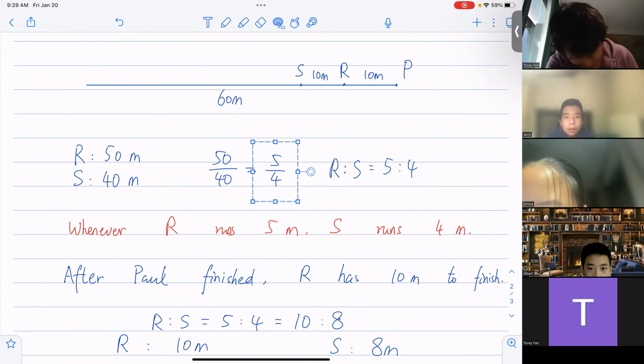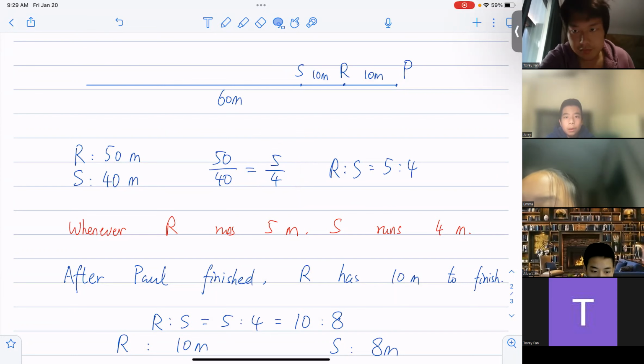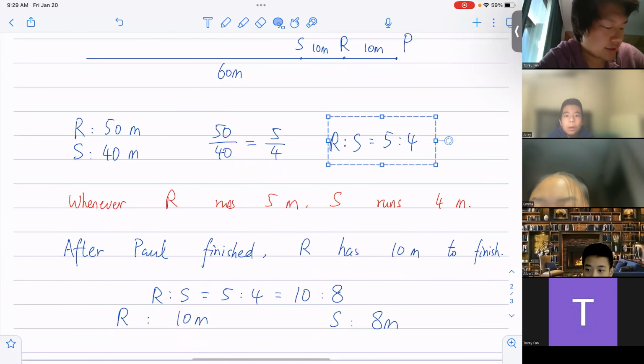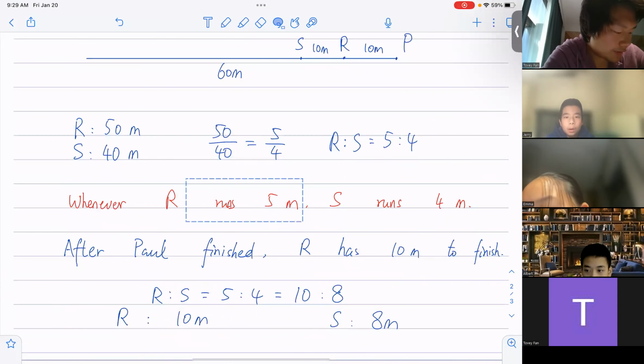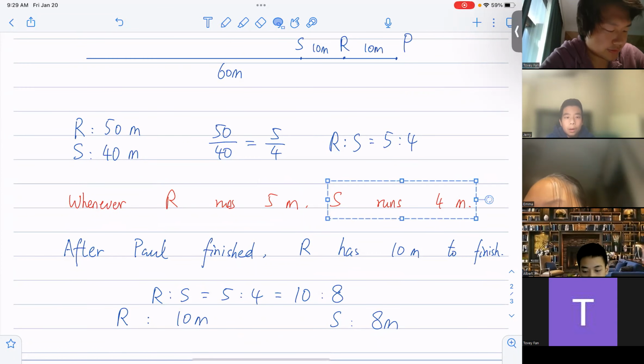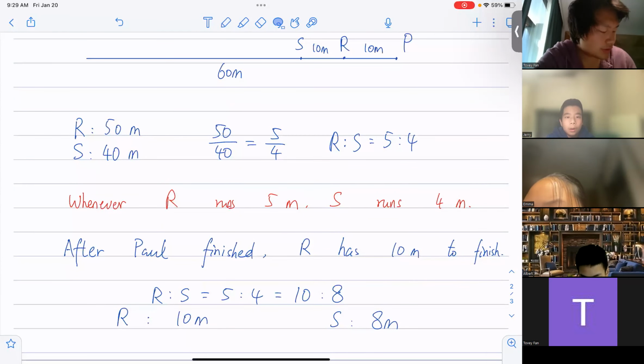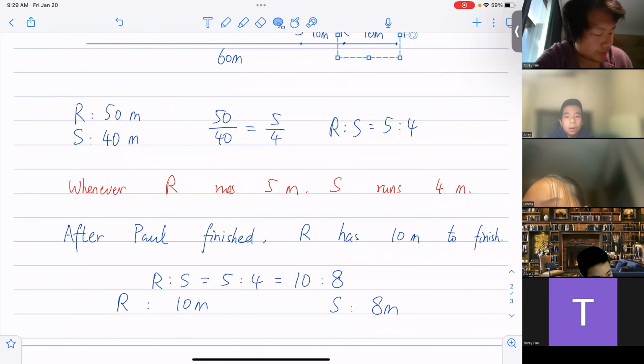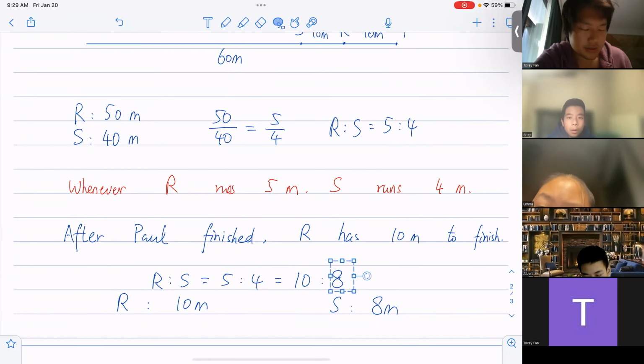Depends on which way you prefer. You can do fractions, you can do ratios. So this means that for every 5 meters Robert covers, Sam can cover 4 meters. And then again, based on the question, we will see that Robert has 10 more meters to cover. So that means if Robert covers that 10 meters, Sam would cover 8 meters in the same time.